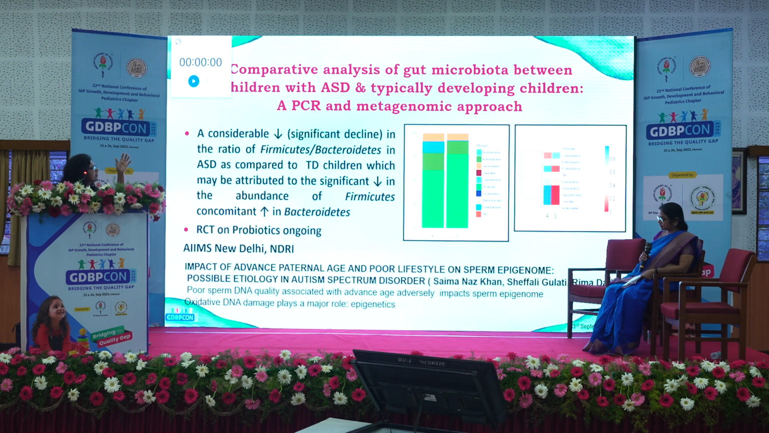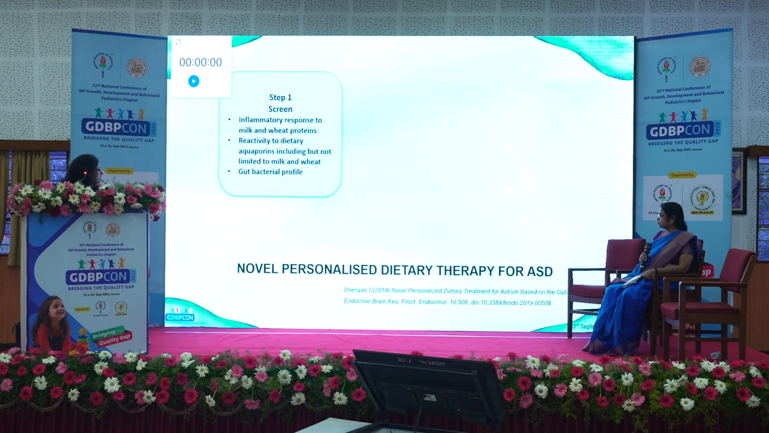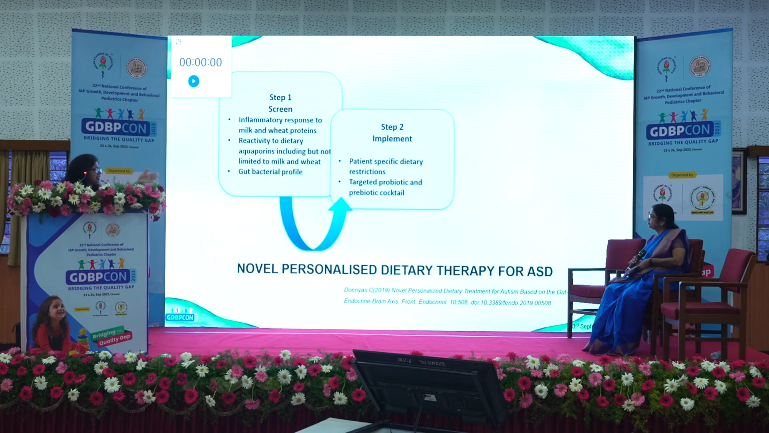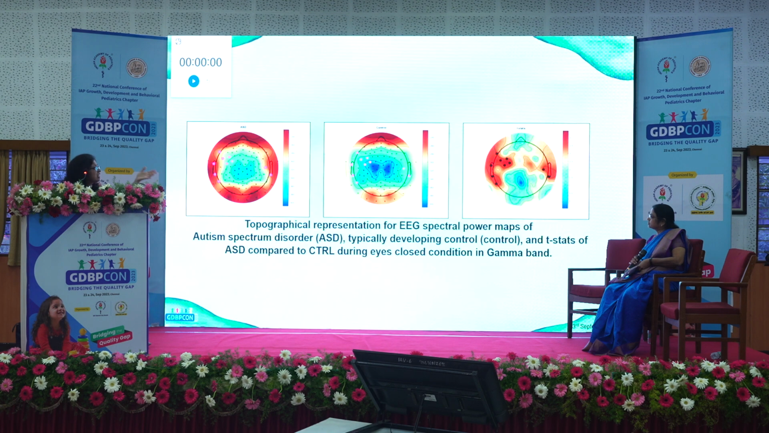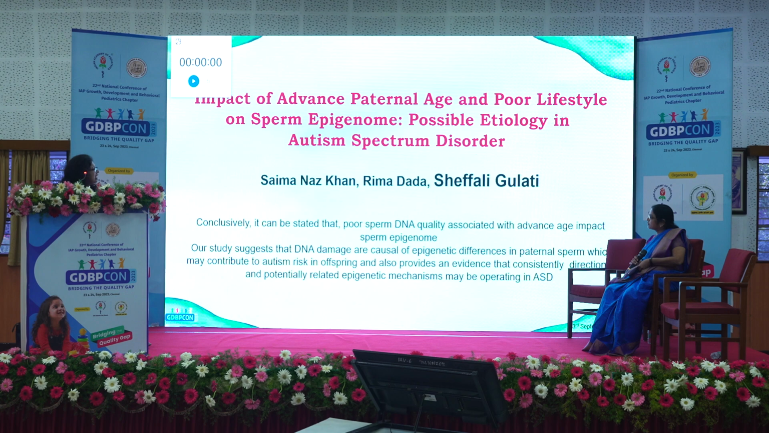Another thing is that the gut microbiome of these children is different from their siblings, which we have found, and we're doing an RCT for probiotics. They are now saying you can have individualized therapies for autism depending on their genetics. We have done heavy metals and another 30 seconds and it's done. Heavy metals and EEG, we have tried quantitative EEG, and we have found some biomarkers in that. And for fathers, as I told you already, paternal advanced age, because of the quality of life and stresses we all have, is affecting the sperm epigenome, which is affecting the child having autism.